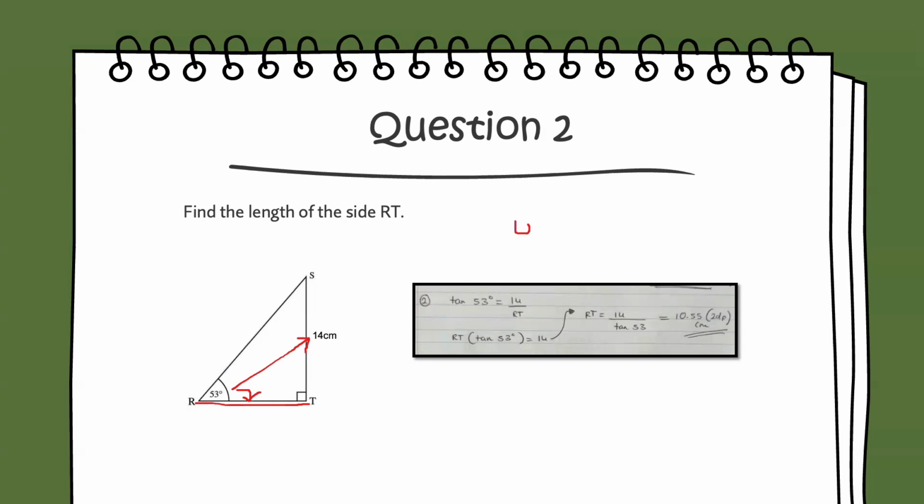Because tan is opposite over adjacent, right? So we know the angle inside, so we know that tan 53 is equal to the opposite side, which is 14, over the unknown side, which is RT. And then we can rearrange this formula to figure out what RT is going to be. If you multiply both sides by RT to get rid of the fraction, we get RT times tan 53 is equal to 14. And therefore, RT is just equal to 14 over tan 53. Again, that's just a calculator operation, which if you put in, you will get 10.55 centimeters to the nearest two decimal places.